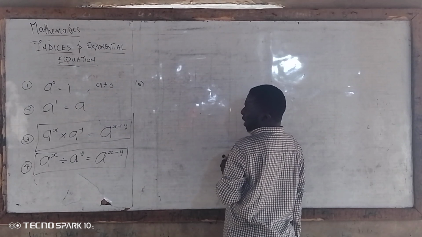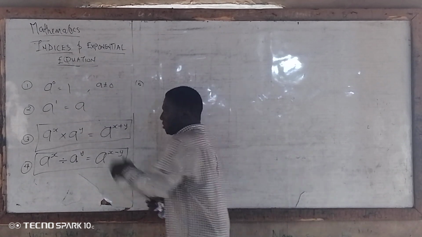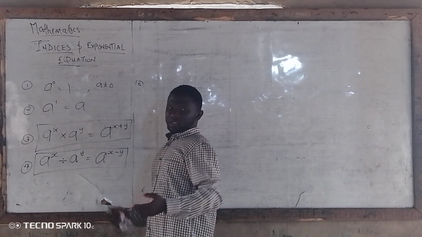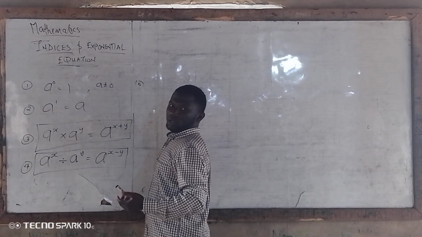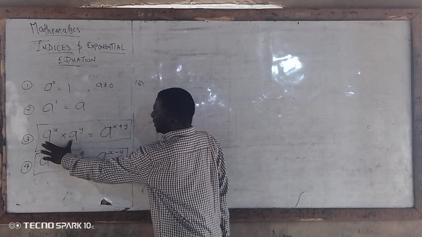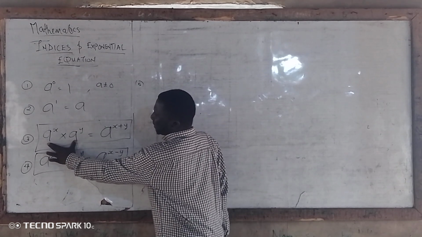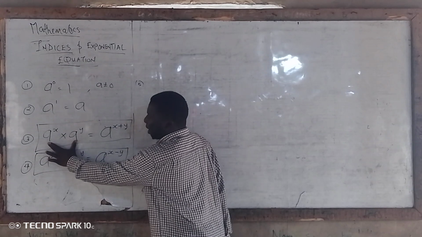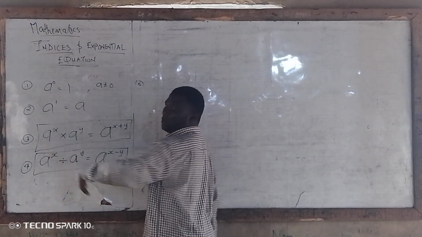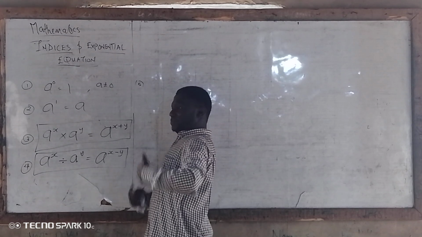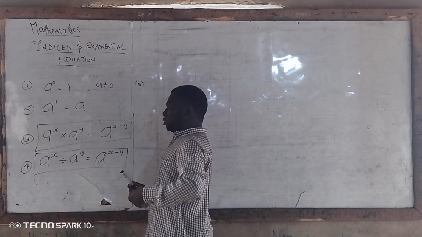Alright, so let me give you some techniques in order to remember this particular law, because it's very essential you have tricks that you use in remembering. So when you look at this third one, what happens is you have a number that has a particular power multiplied with that same number with a different power.